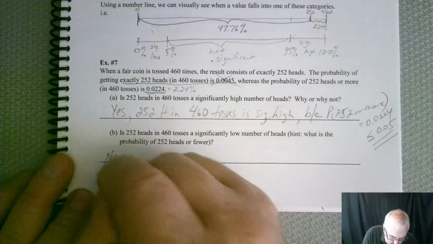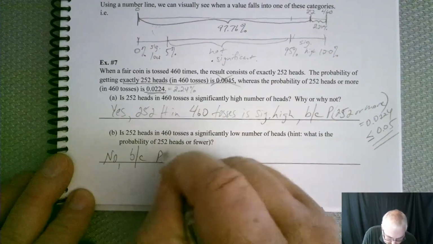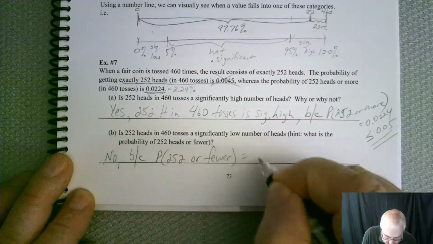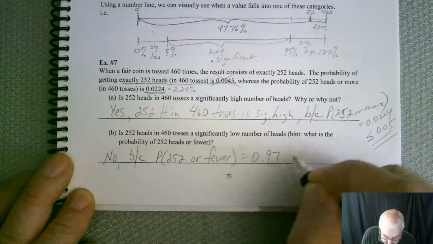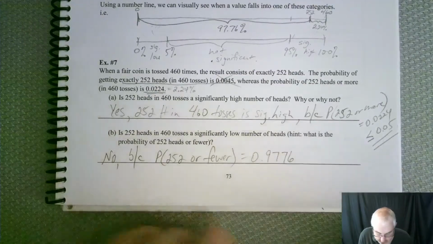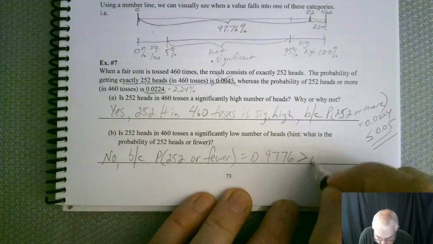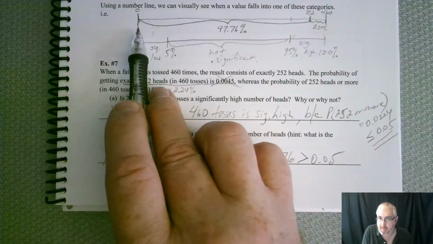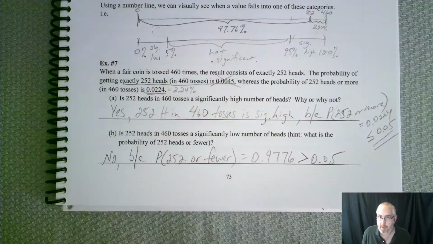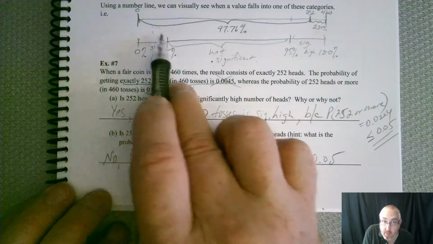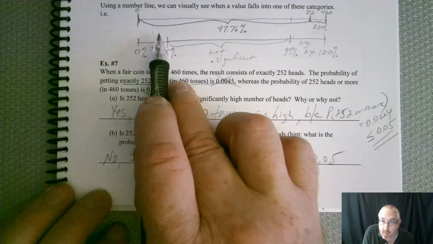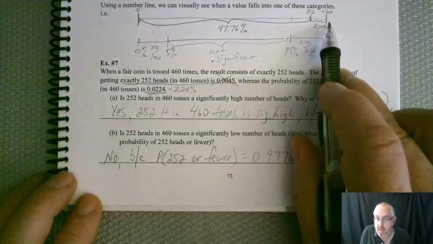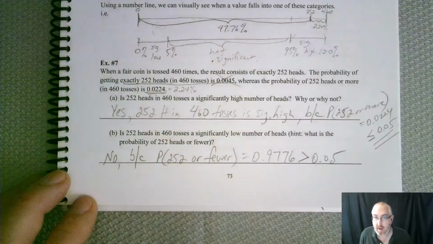So the answer is no, because the probability of 252 or fewer is equal to 0.9776, which is much bigger than 5%. So it's not anywhere close to this end of the number line. And that's the problem. It's got to be in this little tiny window here. It's got to be less than 5% away for it to be considered significantly low. And it's way too far away. It's much closer to the other end, which puts it in the significantly high range.